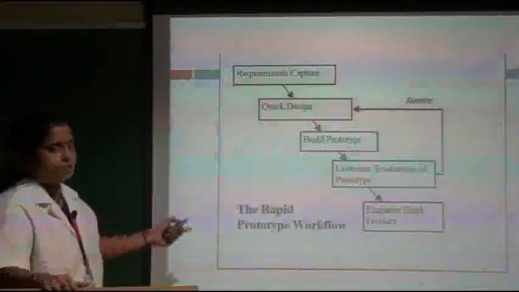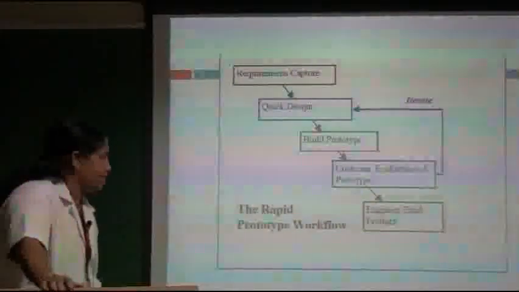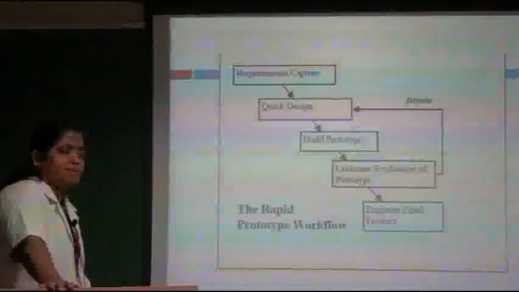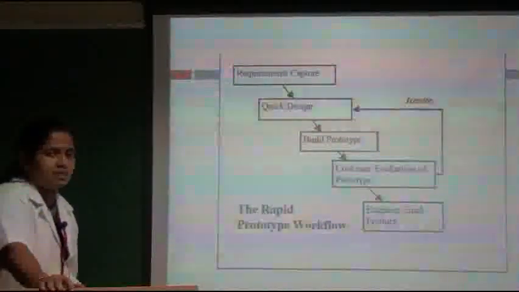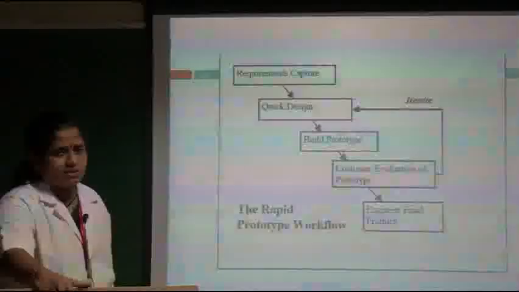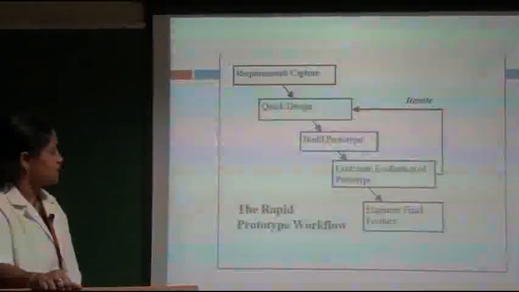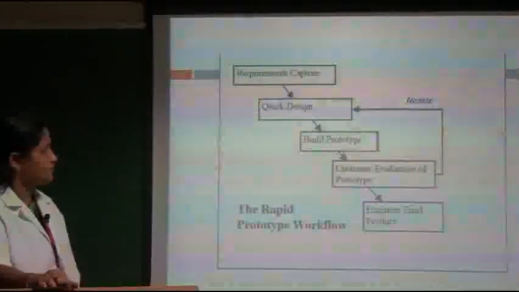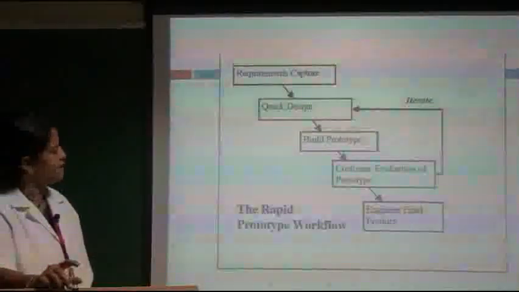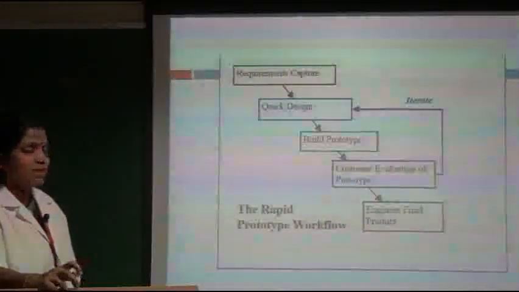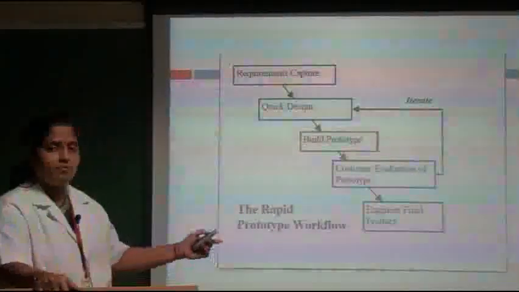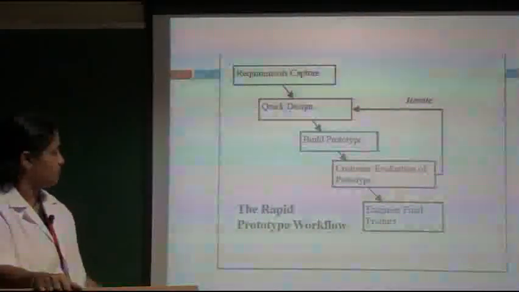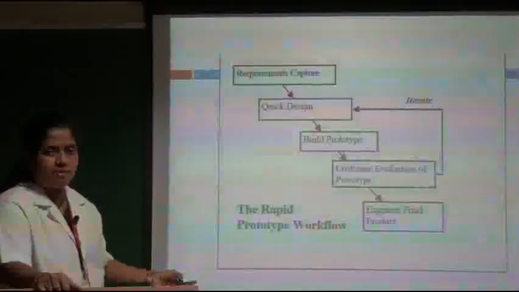The same thing here: requirements. After capturing the requirements, a quick design will be done and the prototype built. The customer can evaluate it. Here the customer directly talks to the system. That's the scope for interacting with the customer directly at each and every phase. Customer evaluation of the prototype is like an iteration. This loop will continue till the customer is satisfied with the prototype. Then once it's satisfied, the final product will be engineered.